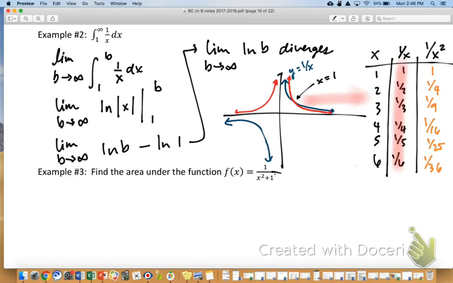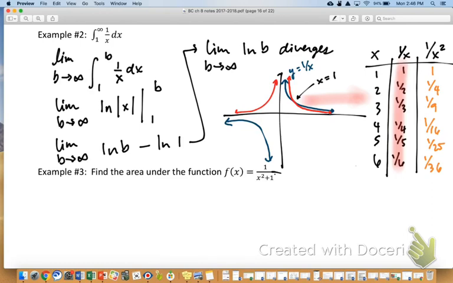How quickly is it happening? Is it happening fast enough? Then maybe you'll get a real answer like we did in number 1. Is it happening too slowly? Perhaps like in number 2, it's happening too slowly, and you get diverging, aka infinity doesn't exist. So it depends on how fast we're heading towards 0.